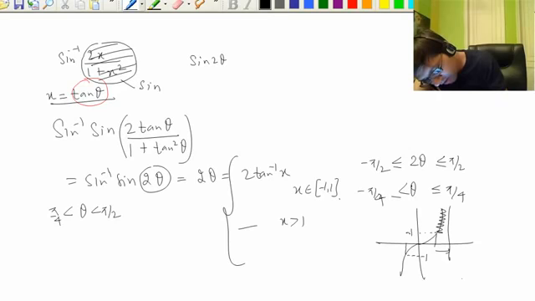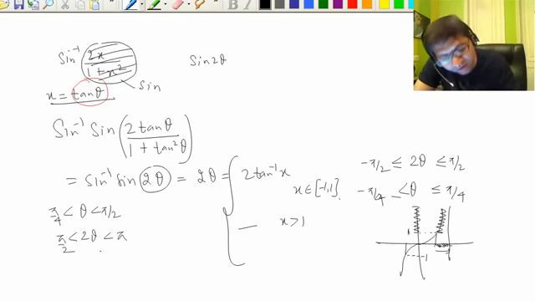Can you see here? If x is greater than 1, that is this part of the y-axis, then tan theta is greater than 1. Theta is from pi by 4 to pi by 2. So 2 theta is from pi by 2 to pi. So it's not in the principal value branch of sine inverse x. You cannot cancel this with this because it's not in the principal value branch.